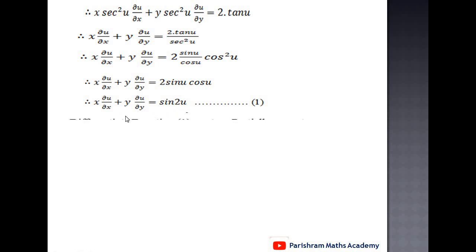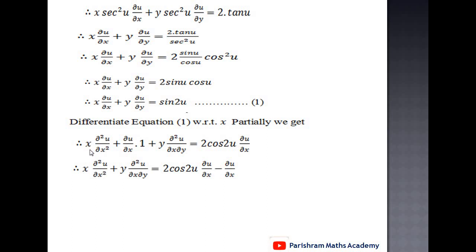Then the second part. To prove the second part, first you can differentiate equation 1 with respect to x partially. To find the derivative of x ∂u/∂x with respect to x, we can apply the product formula. First you can take x constant.